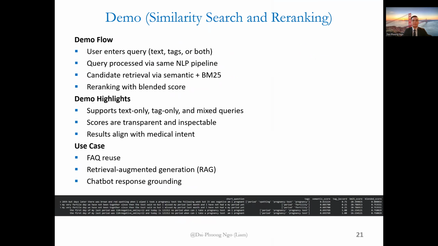In the similarity search demo, a user query is passed through the same preprocessing pipeline as the corpus. Depending on configuration, the query may undergo POS filtering or simple normalization before being embedded with BERT. The system retrieves candidate questions using dense semantic similarity and BM25 in parallel. These candidates are merged and re-ranked using a blended score that combines semantic similarity, tag overlap, and lexical relevance.